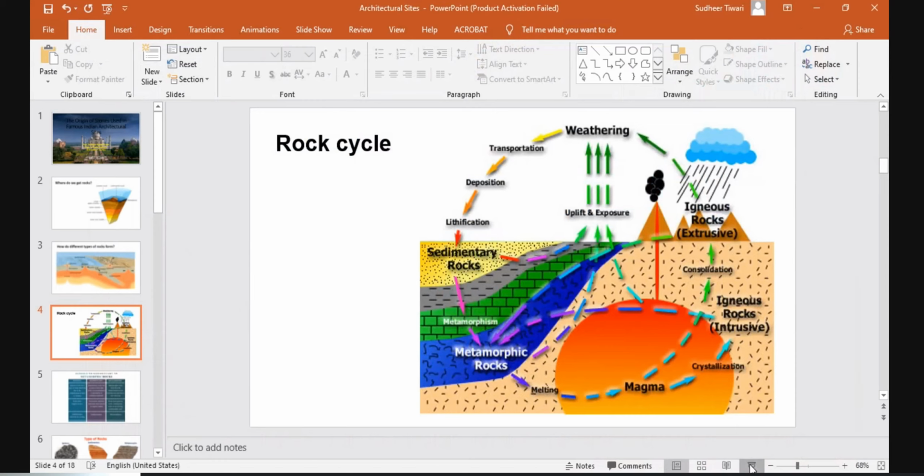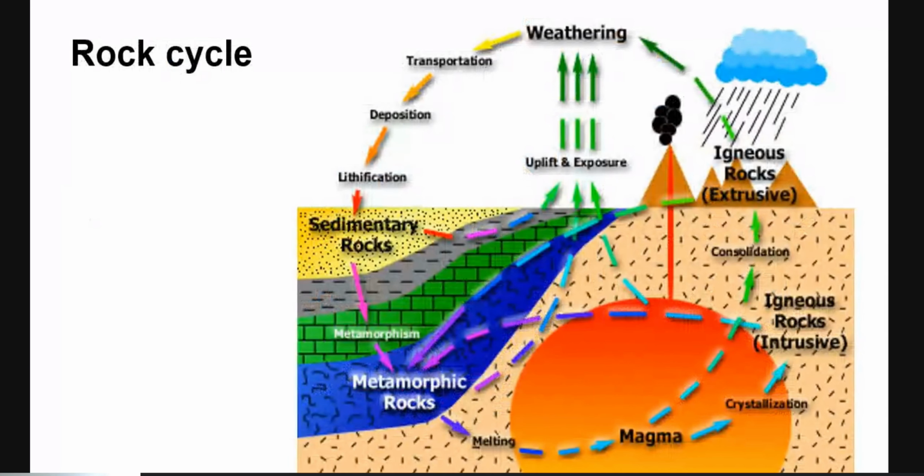So now you have an idea why it is called the rock cycle. I have given you an idea: sedimentary rock can be converted into metamorphic rock or igneous rock, and even metamorphic and igneous rock, through weathering and transportation, get converted into sedimentary rock, or vice versa. Okay, so in nature what happens?